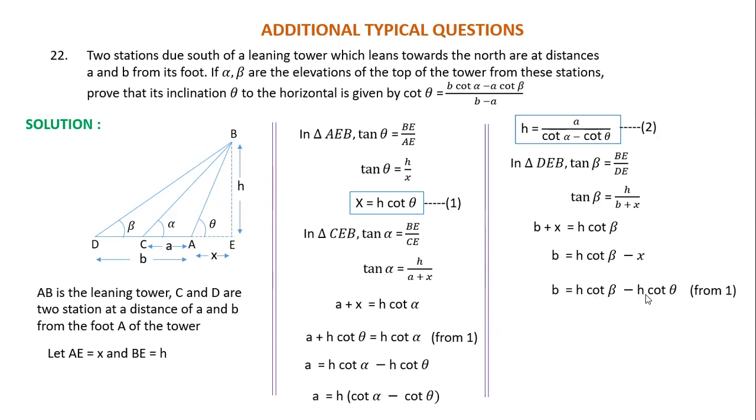X is equal to H cot theta. So H cot beta minus H cot theta is equal to B. Take H common. B is equal to H bracket cot beta minus cot theta. H is equal to B upon cot beta minus cot theta. Let this be your third equation. This is also H. Let's equate these two. Let's go further.